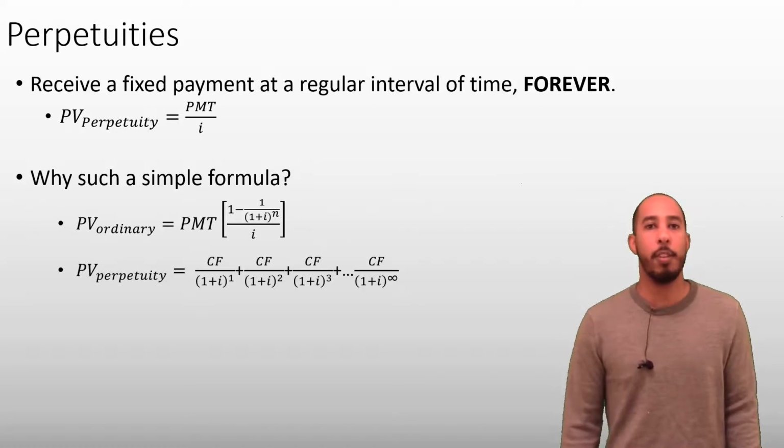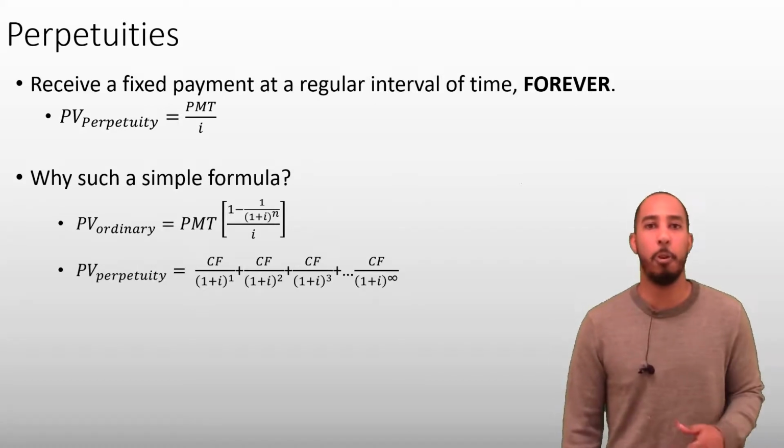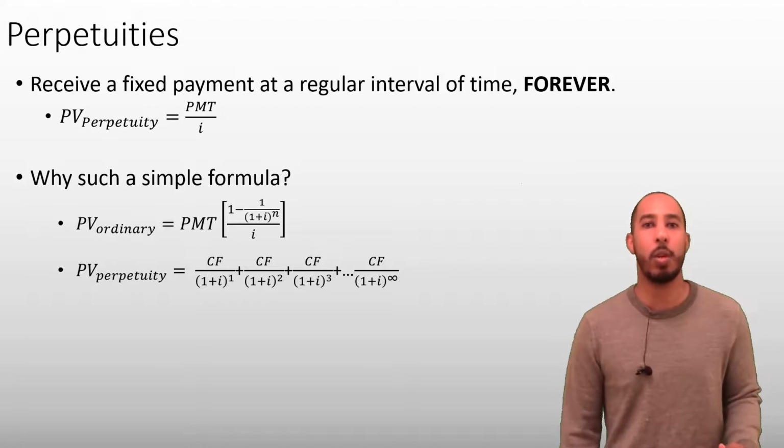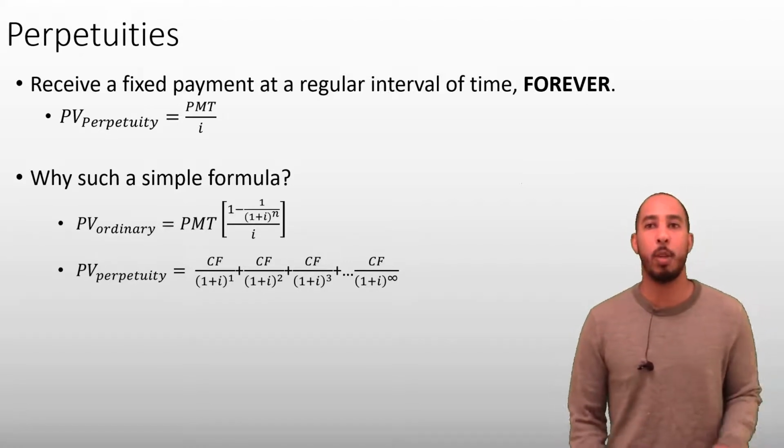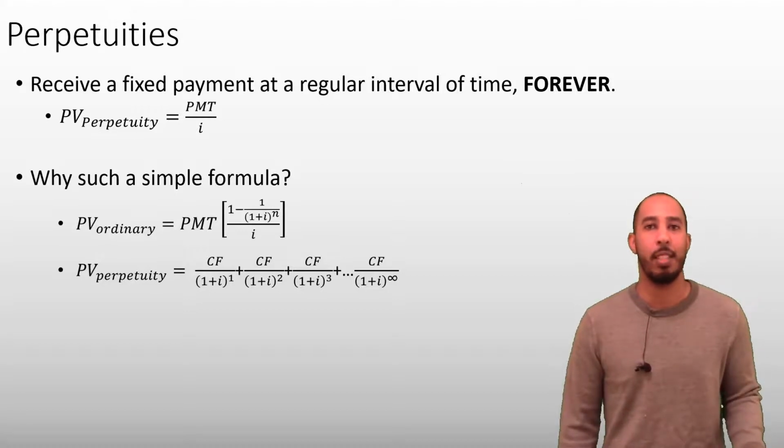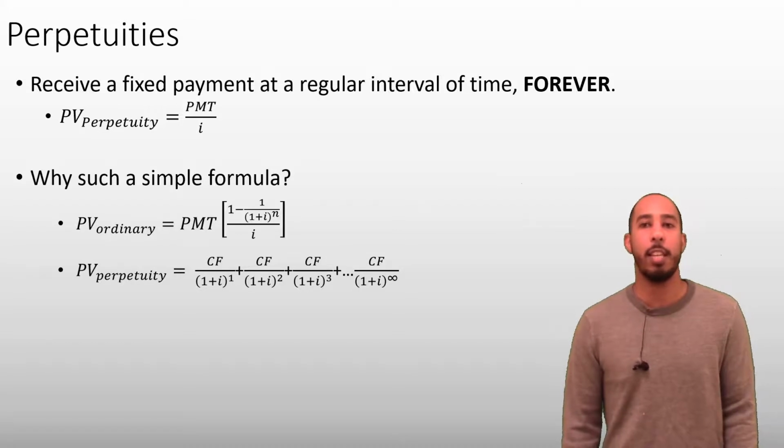A lot of people get confused by the idea of a perpetuity having a single finite value, but it makes sense when you examine what's really going on behind the scenes. If we expand the perpetuity formula, it looks like this. Just an infinite series of present value calculations. The interesting thing is, the cash flows that occur very, very far into the future contribute relatively nothing to the present value.